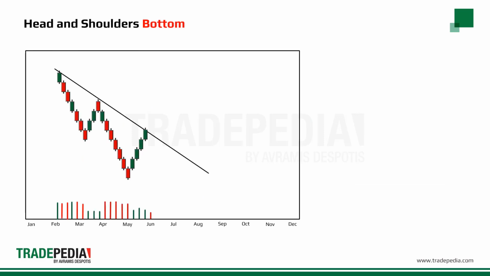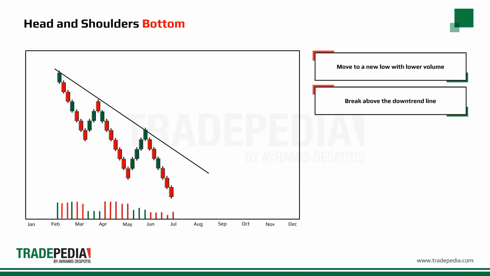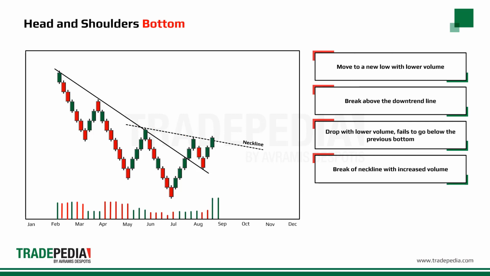For head and shoulders bottom, it is just the opposite. A rally to a new low accompanied by lower volume levels, and a break above the downtrend line. Then a dip on lower volume levels fails to go below the previous bottom. At this point, we can identify the neckline by drawing a straight line connecting the two previous tops. The reversal is activated with a break above the neckline being accompanied with increased volume levels.